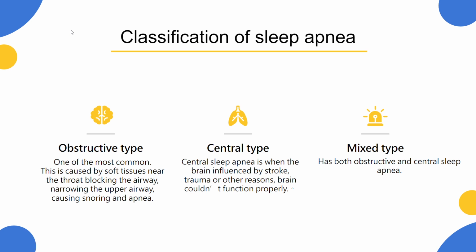Obstructive sleep apnea is the most common one. 90% of the patients have obstructive sleep apnea. You can divide the patients into 3 categories: mild, moderate, and severe, based on their symptoms. Obstructive sleep apnea occurs due to collapse or obstruction of the airways during sleep. Central sleep apnea is when the brain, influenced by stroke, trauma, or other reasons, couldn't function properly. Mixed sleep apnea is when the patient has both obstructive sleep apnea and central sleep apnea.